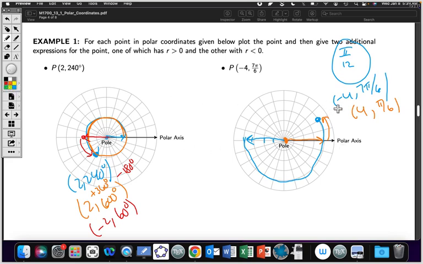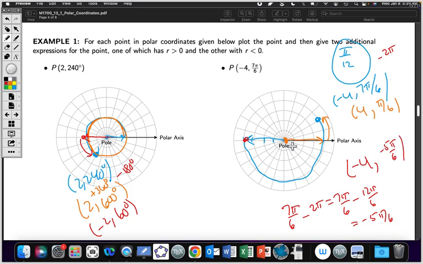If I wanted to get an additional point with a negative r value, negative 4, I could start here, and then I could add or subtract 1 revolution, aka 2 pi. So just for fun, let's subtract 2 pi from that. So 7 pi over 6 minus 2 pi, that'd be 7 pi over 6 minus 12 pi over 6. It gives me negative 5 pi over 6.